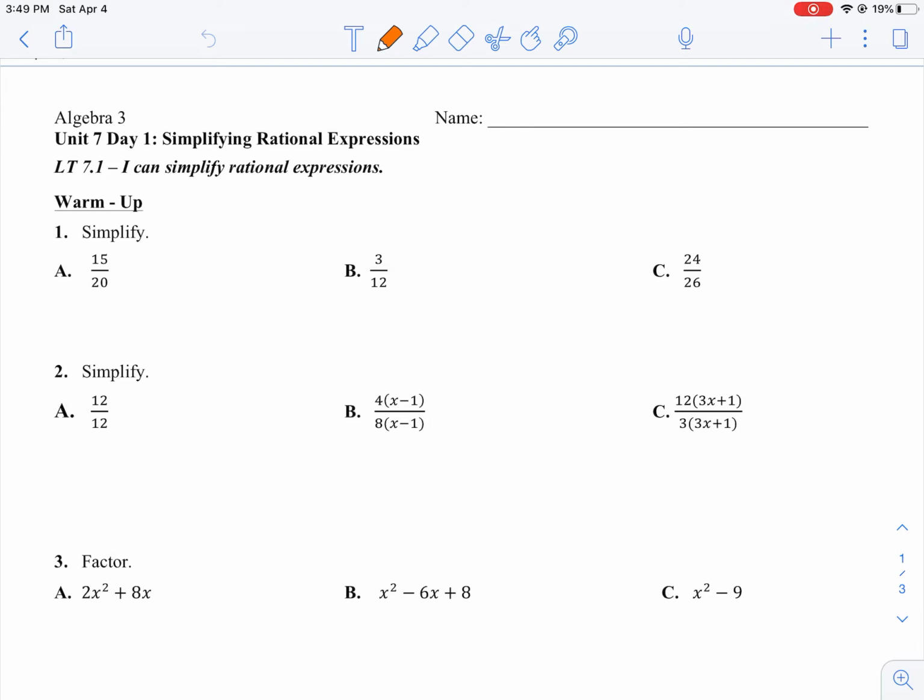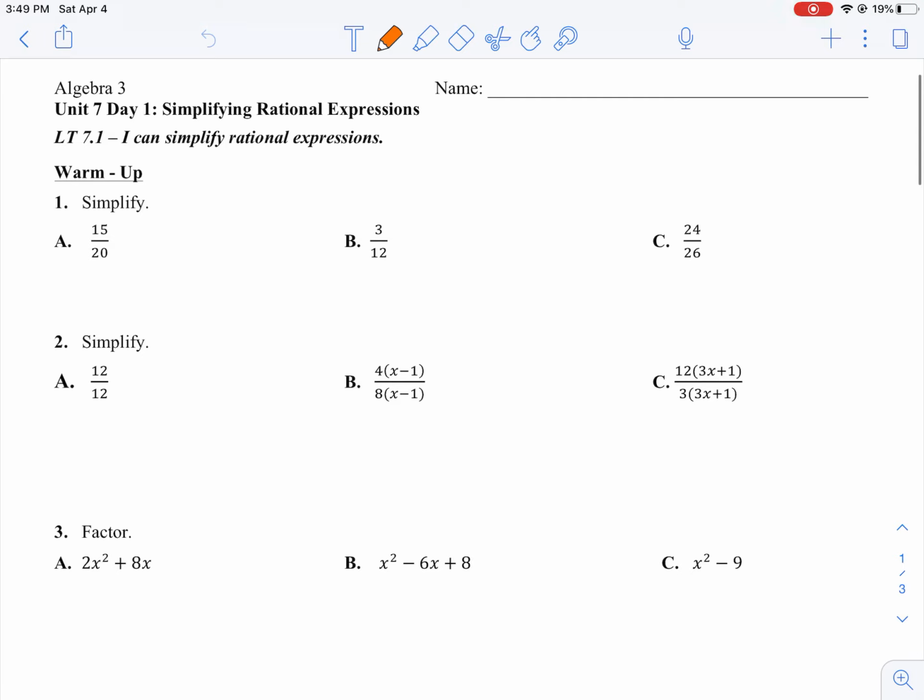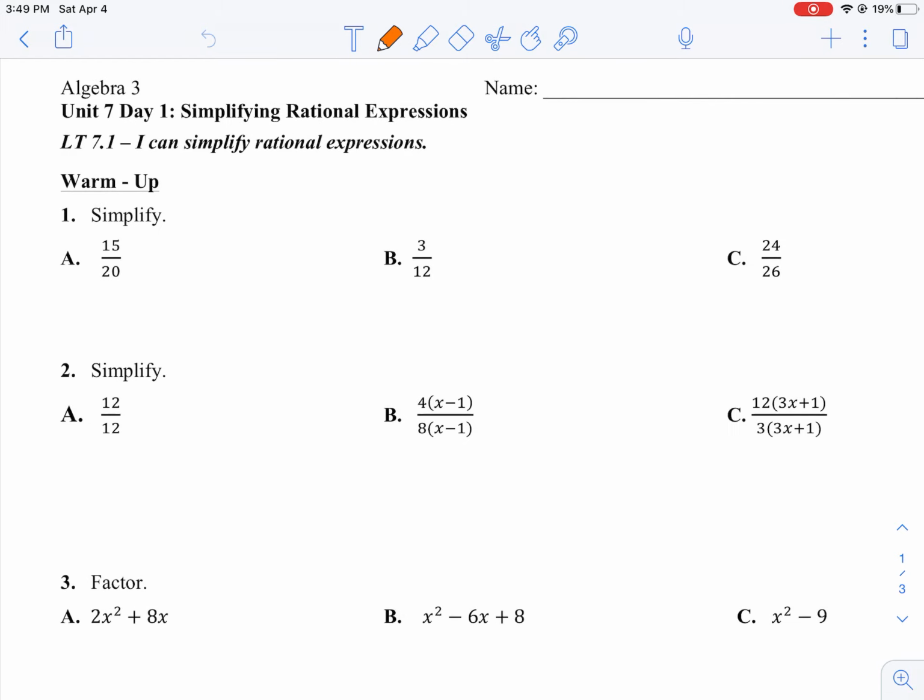But before we do that, we're gonna just talk about simplifying fractions and the rules about how and when we can simplify. We're also gonna be reviewing factoring today because we're gonna be using a lot of factoring in this unit. All right, so in the warm-up, the first set of problems, we're just asked to simplify a fraction. This is a skill that some of you have gotten a lot of practice on in ALEKS.